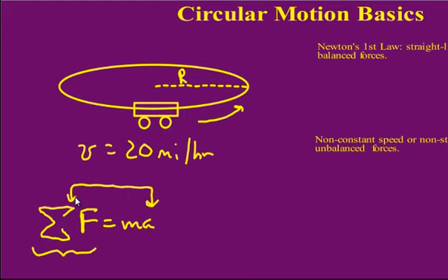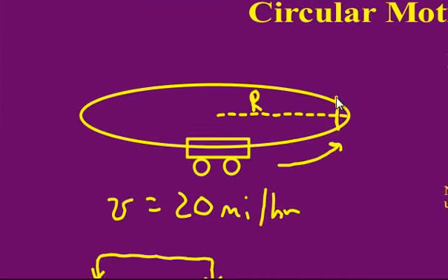The next question to consider is, if there's an unbalanced force acting on this car, what is it and in what direction is it? So what I'm going to do is draw a free body diagram for the car at this location right here. It's going to be easiest to visualize there. So I'm going to pause the video, draw the free body diagram, and come back.